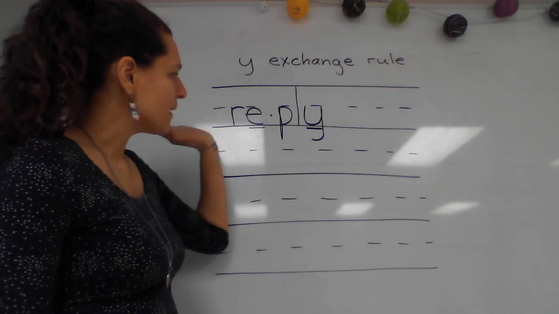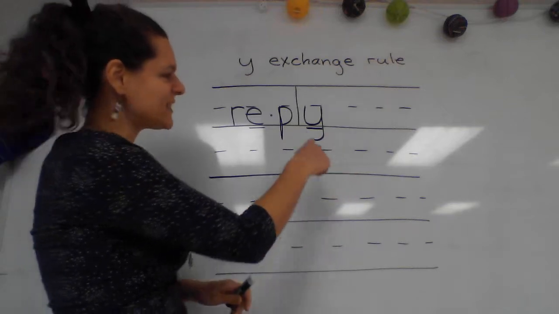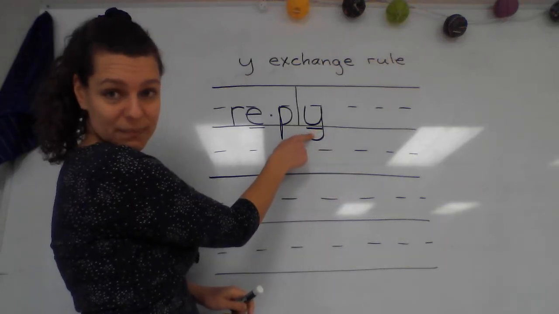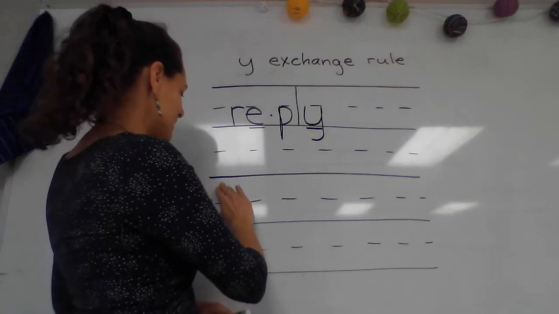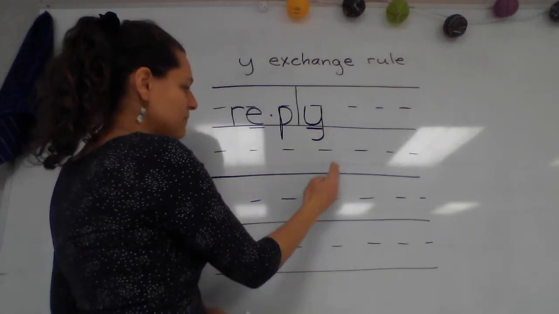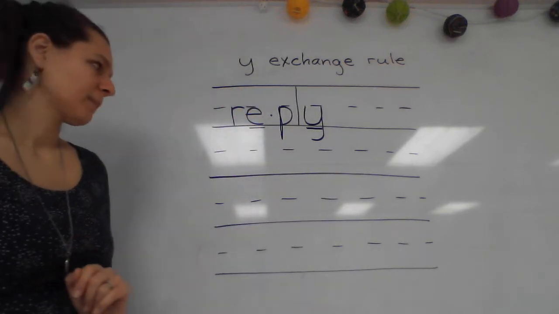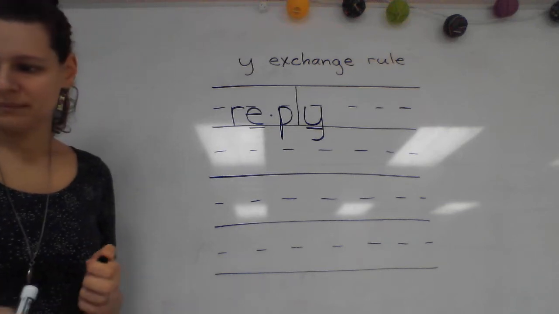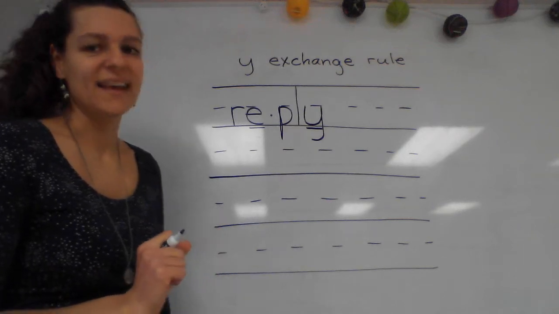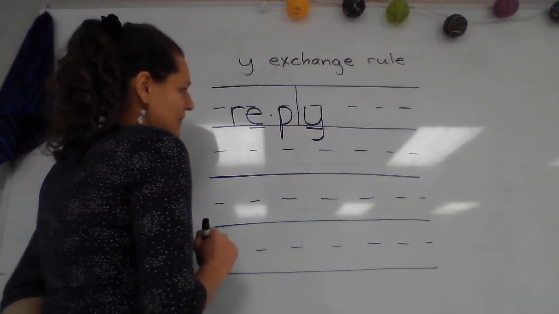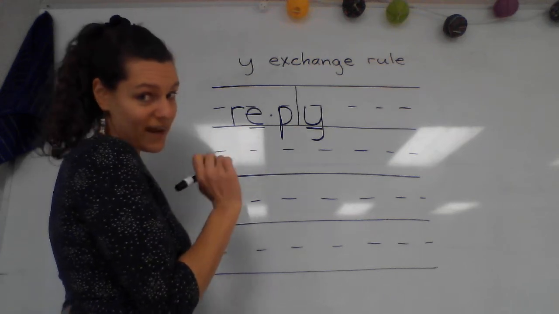So why don't you start with just writing reply, but since we're going to add the suffix, go ahead and do the Y exchange. So instead of this, what are you going to write? Good, I-E. So go ahead on the next line. Just write reply, do the Y exchange, don't write the suffix yet. And of course, since we're not finished, we're not going to mark anything yet. Class, pause the video if you're not finished.